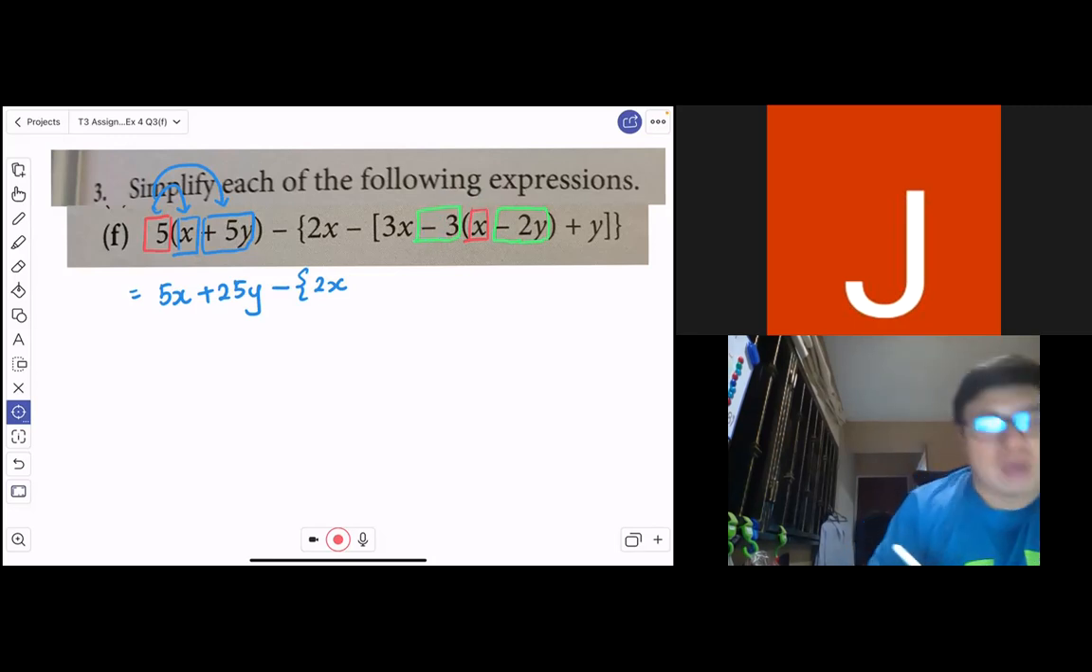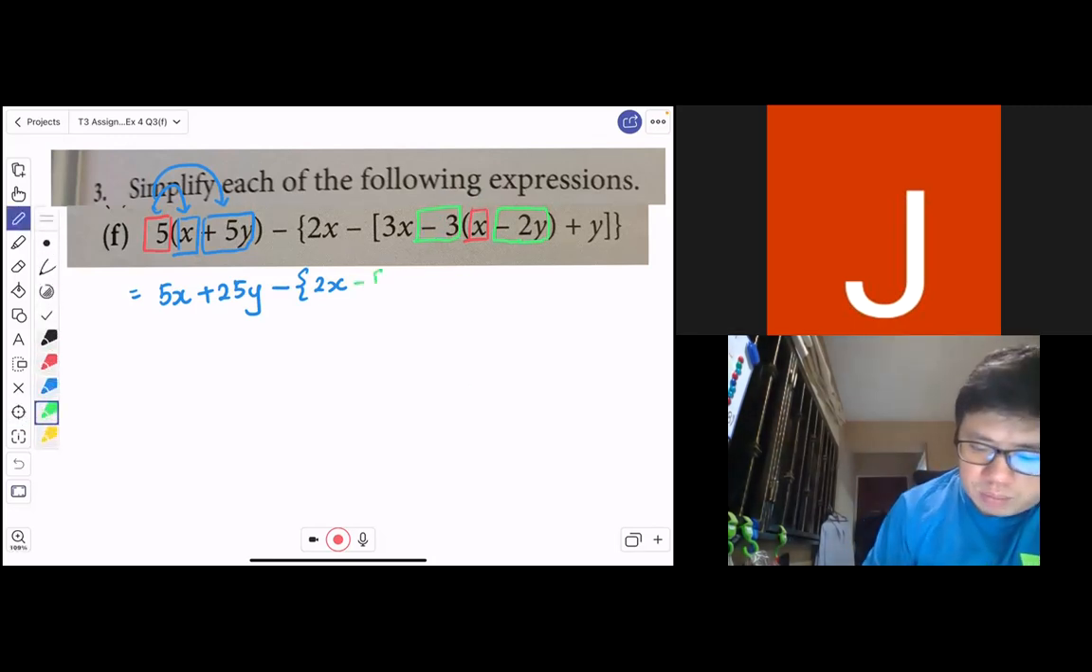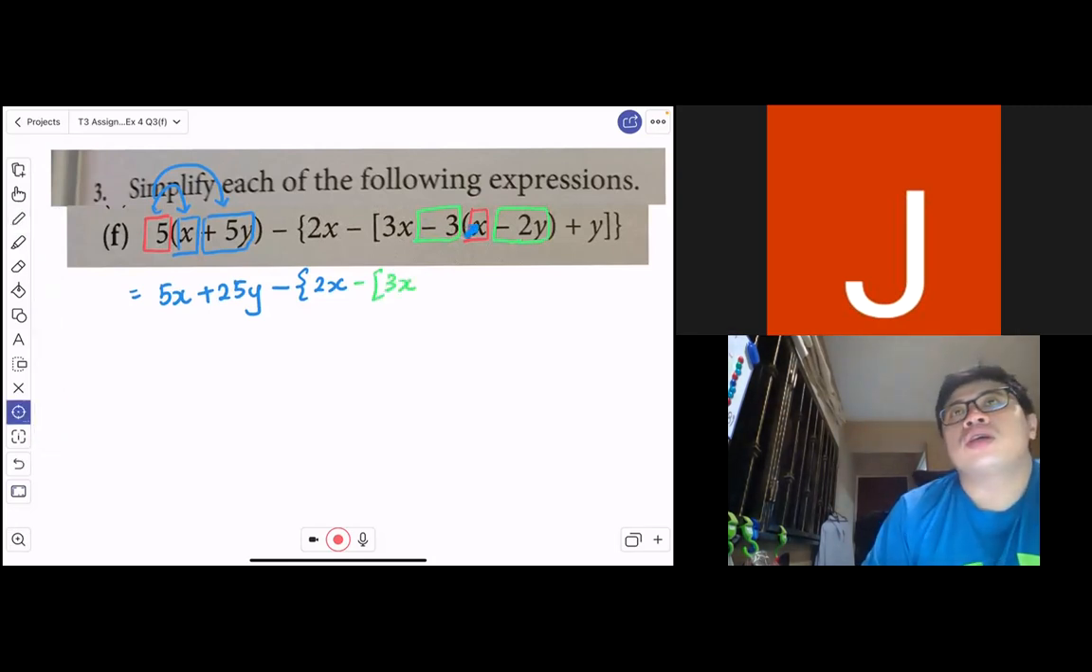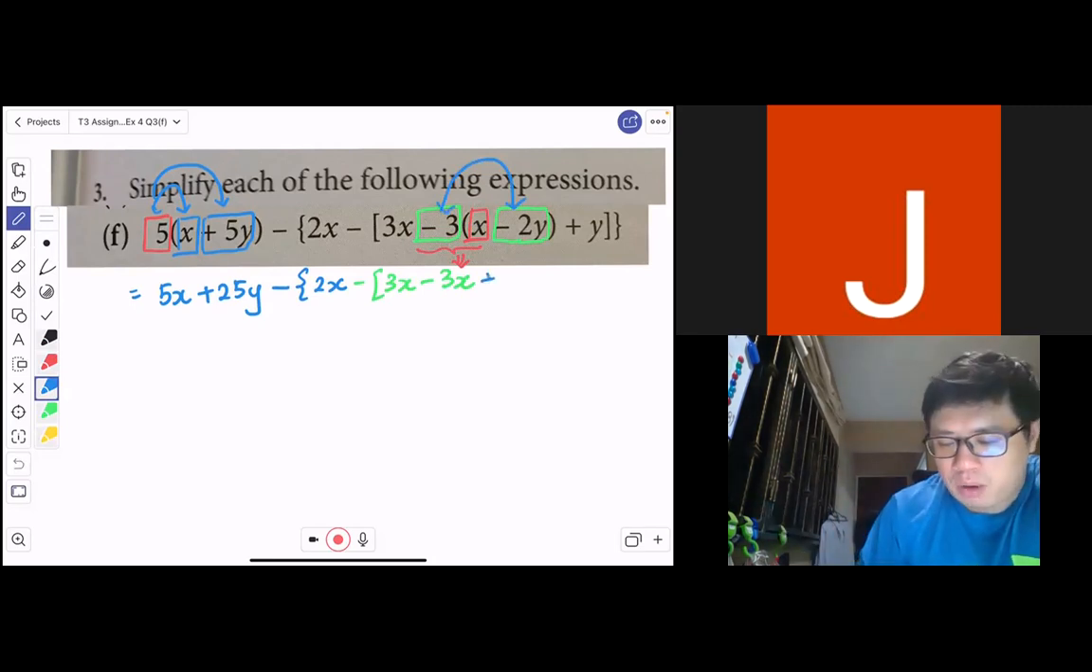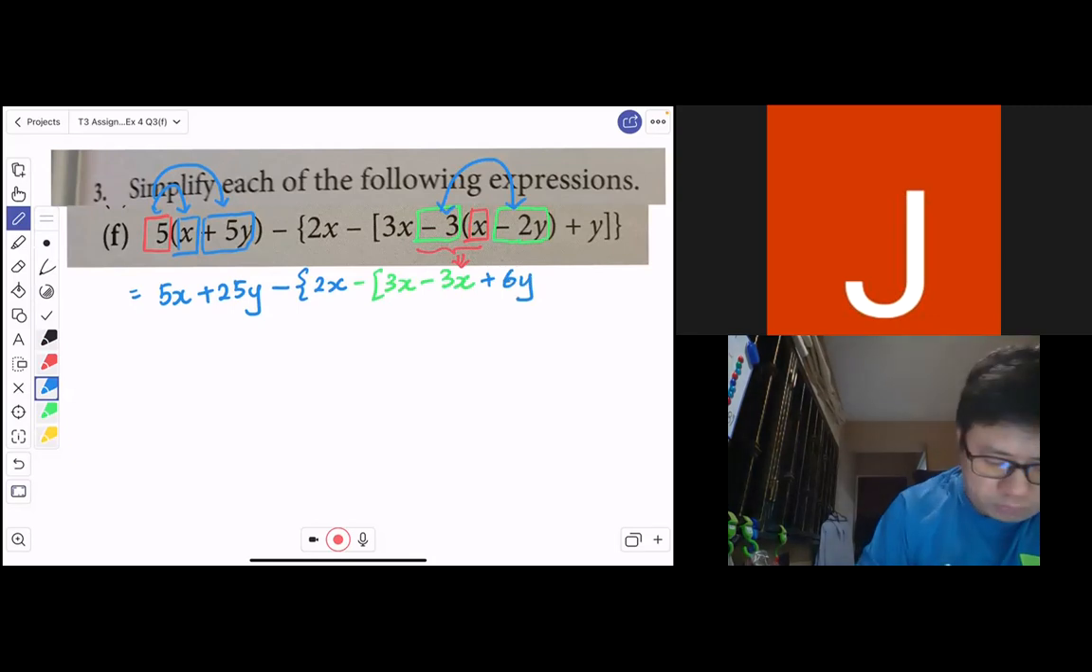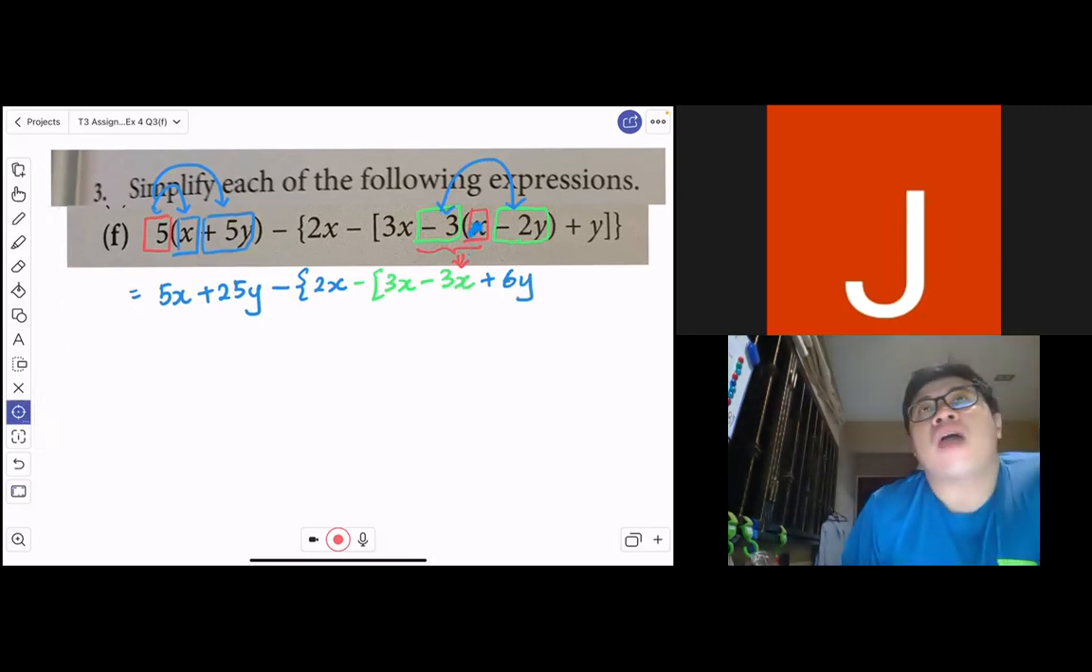Negative 3 to positive x. Okay, let me just put a square bracket, which is still around. Now I'm settling this, negative 3 multiplied by x, that gives me a minus 3x. So this portion here gives me minus 3x. Negative 3 times negative 2y, that's a positive 6y. So with that, the moment I do this, I have removed this bracket here. After I brought in the negative 3, I have removed this bracket here, plus y.